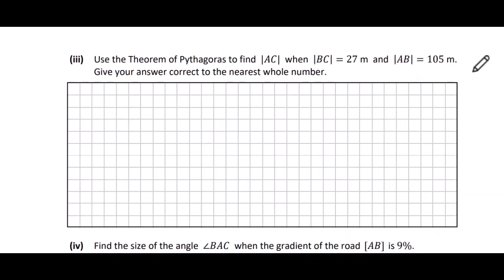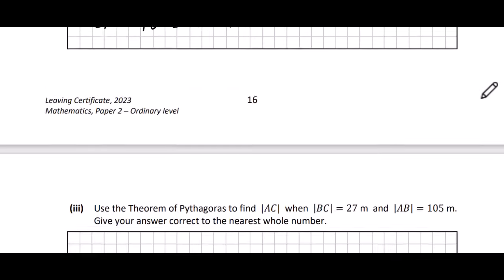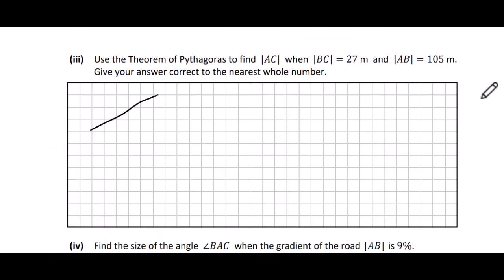Next question. Use the theorem of Pythagoras to find AC when BC is 27 and AB is 105. Let me just write that down. ABC. Let me just draw the diagram here. So we have A, B, C. This is A here, this is B here, this is C here, and this is a right angle. So we're told that BC is 27, so this is 27 here, 27 meters. AB is 105, so this is 105 meters here, and we've got to find AC. We've got to find that distance there. So it's telling us what to do.